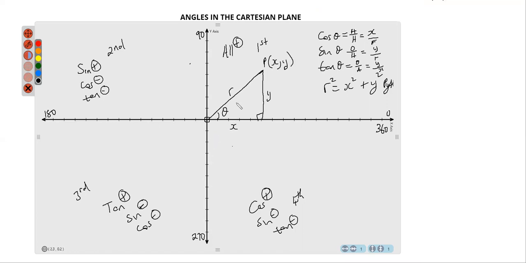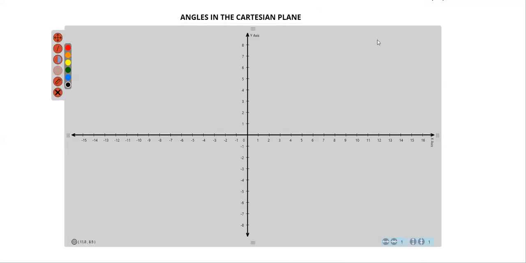Okay. Now, let's see how you plot. Let's say you're given values here, and you want to plot the angle. We call that the diagram. For the diagram, you'll be using Pythagoras theorem to solve. So for example, let's just plot something here.